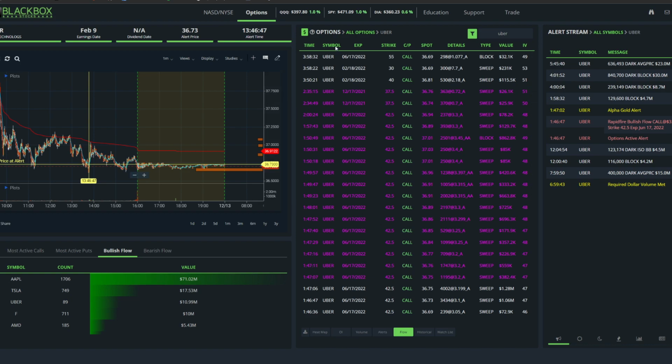Now, the next thing is the symbol. Obviously, Uber. This is the one we're watching. Next is the expiration date, which is the date on which the contracts they are purchasing expire. These ones expire June 17th, 2022, February 18th, 2022, and February 18th, 2022. This is pretty self-explanatory up until this point.